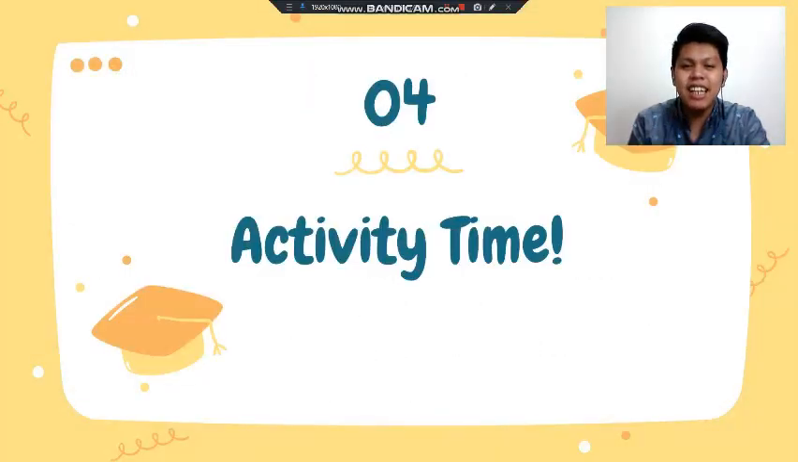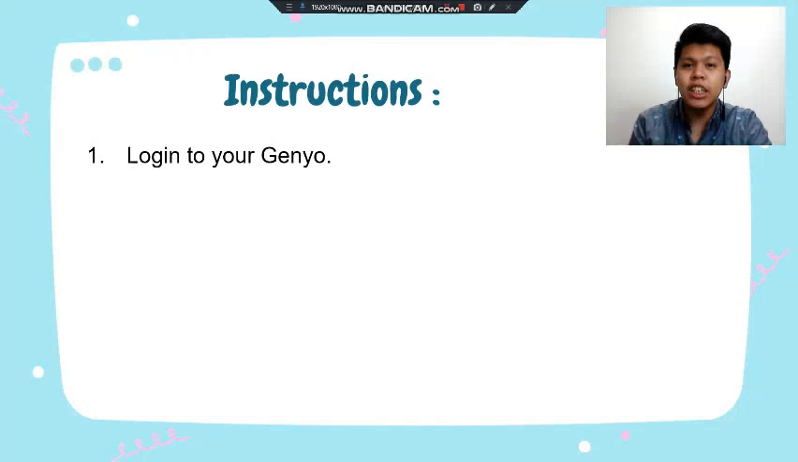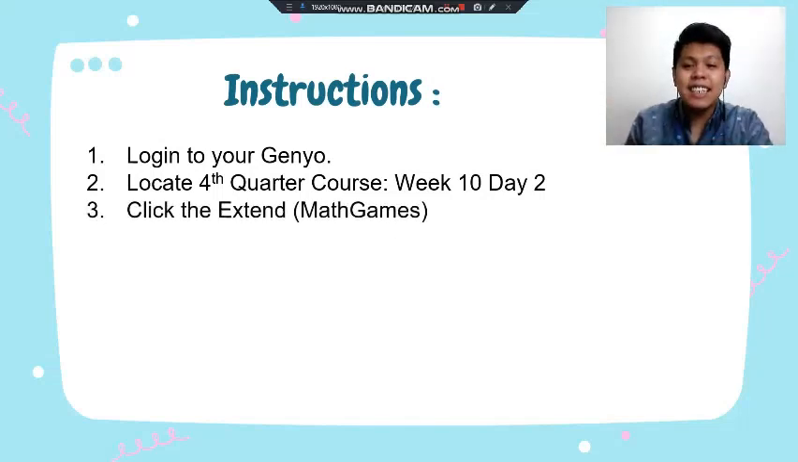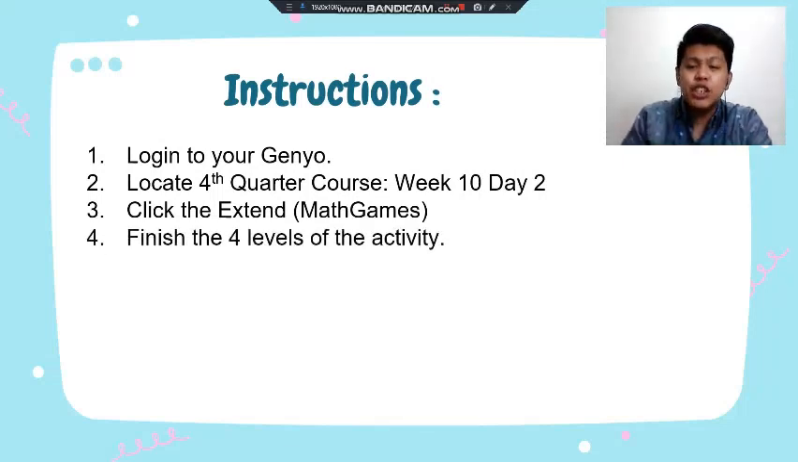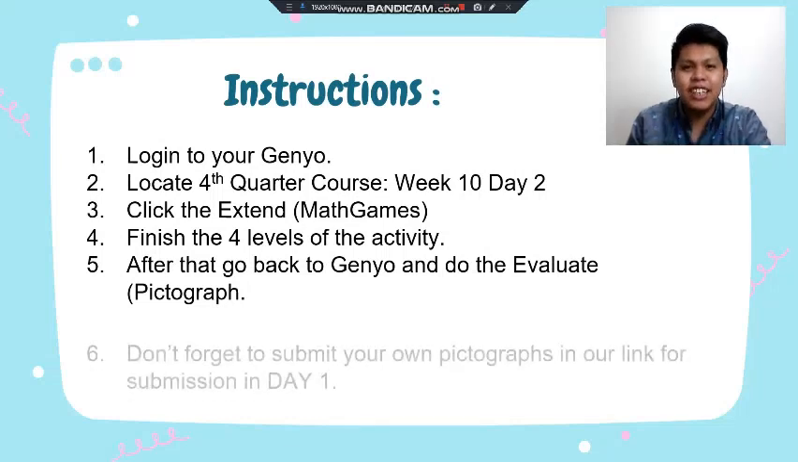So for your activity, class, here is the instruction. Number 1, log into your Genio. 2, locate fourth quarter course, week 10, day 2. Next, click the extend math games. Here you will be answering some questions about a graph and you need to finish the 4 levels of the activity. Once you're done, go back to the Genio and do the evaluate pictograph and you are done.